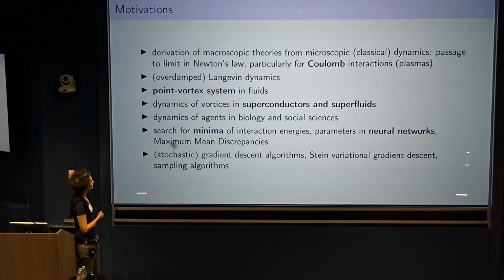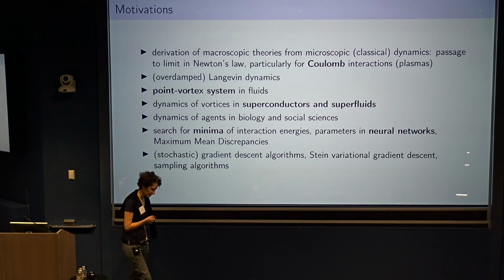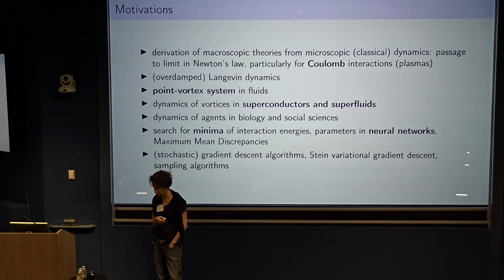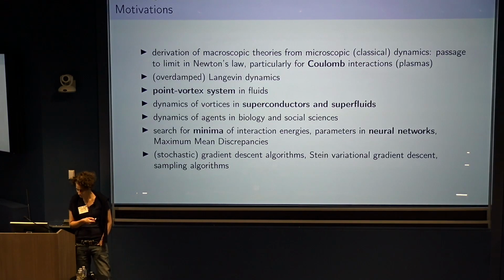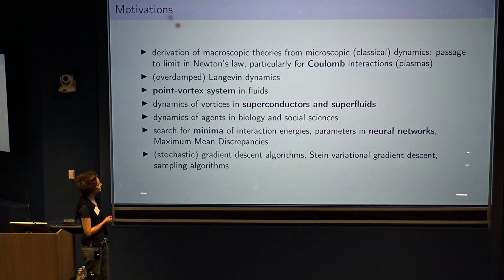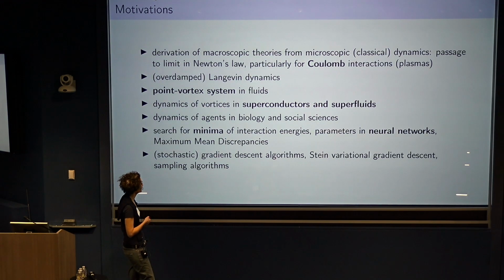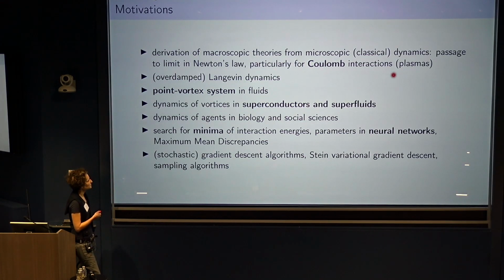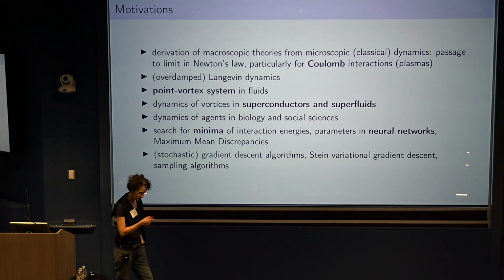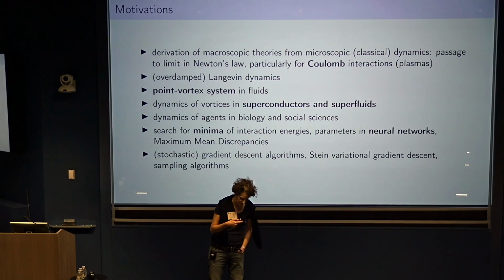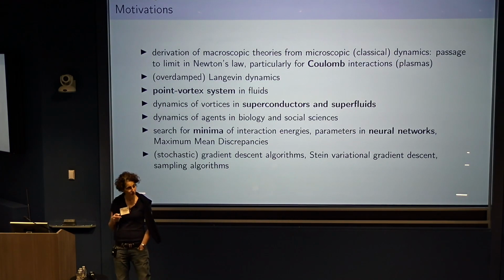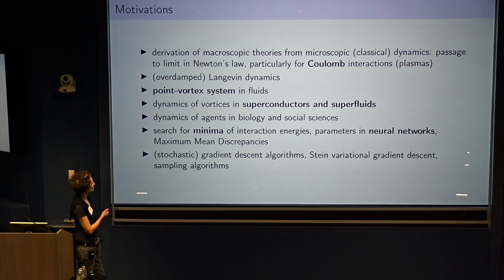The point vortex system in fluids is one instance of a conservative system with N particles in logarithmic interaction in the plane, so it falls right into this framework. Vortices in superconductors and superfluids are also of the same nature, with logarithmic interaction, but quantized vorticities, contrarily to classical fluids. For dynamics of agents in biology and social sciences, you often encounter such questions of passage to limits in ODE systems. Of course, the interactions are maybe more general, less restricted than those.